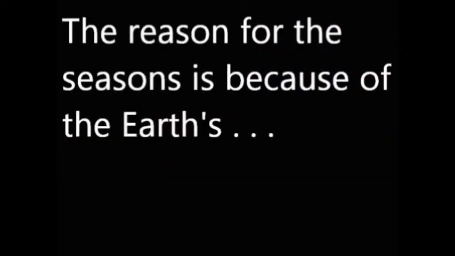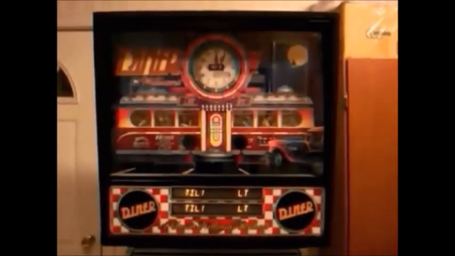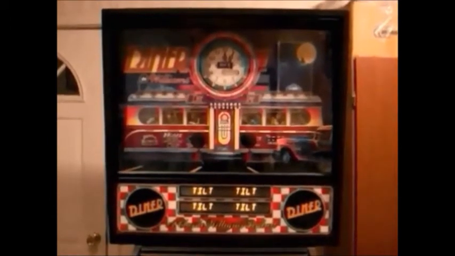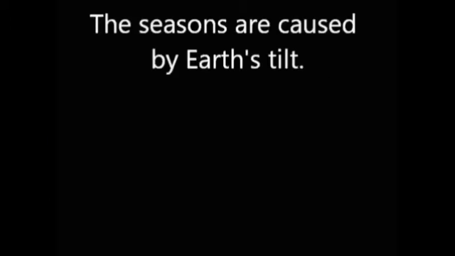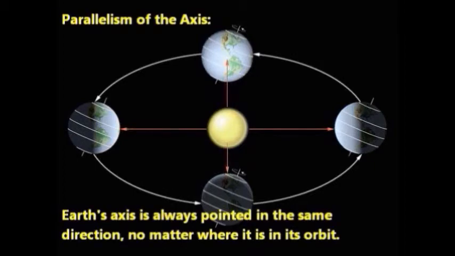axis. The reason for the seasons is because of the Earth's tilt. The seasons are caused by Earth's tilt. That is one of the number one misconceptions in Earth science. People think that it's caused by some other reason, but it's caused by Earth's tilt. In this diagram, you can notice that Earth's tilt is always pointed in the same direction. We call that parallelism of the axes.